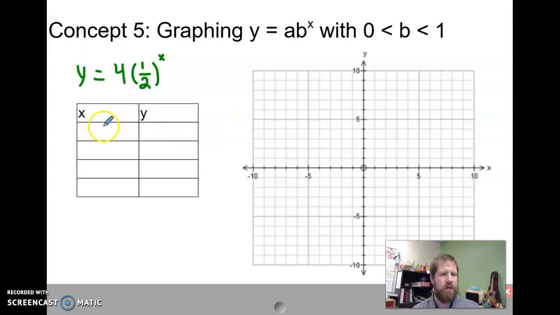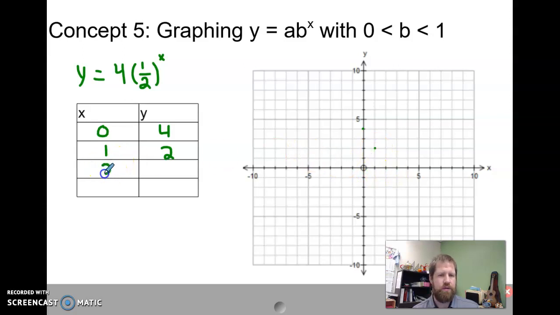If we start with 0, 0 is always the easiest one. Anything to the 0 power is 1, so we've got 4 times 1 is 4. So x is 0, y is 4. If x is 1, well 1/2 to the 1 is 1/2, so 4 times 1/2 is 2. So at 1 we've got a 2.